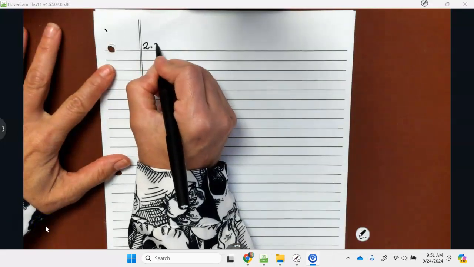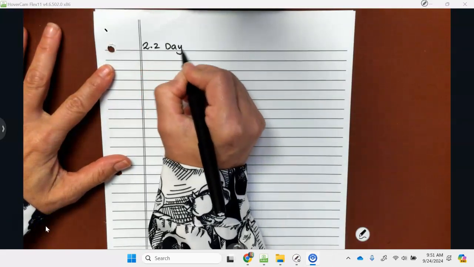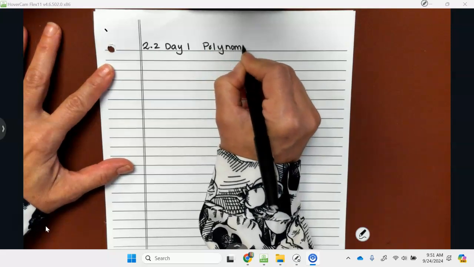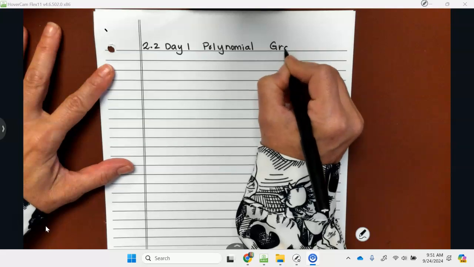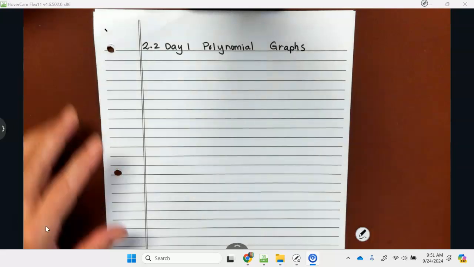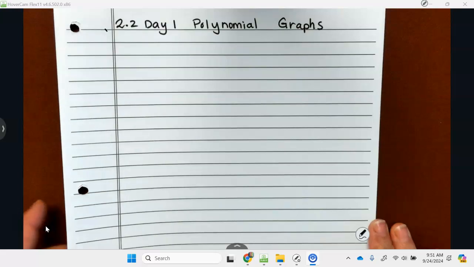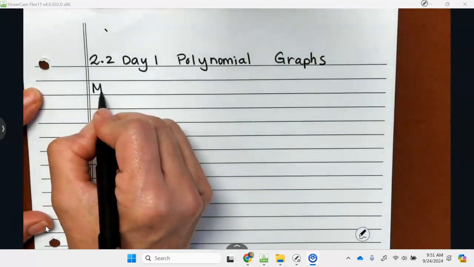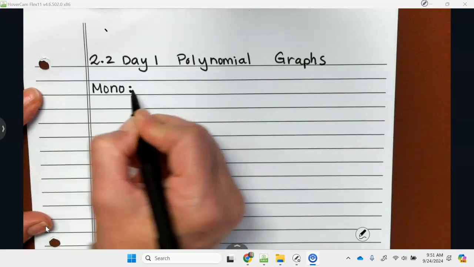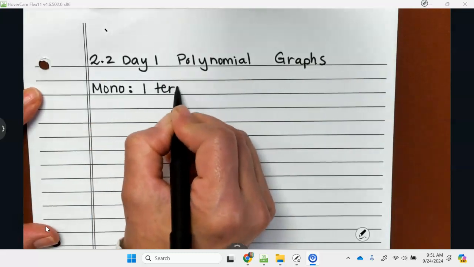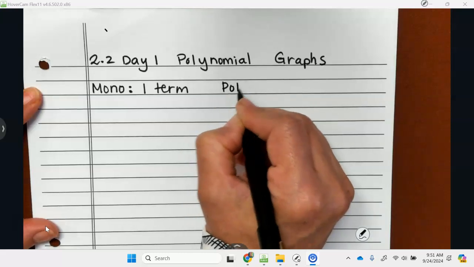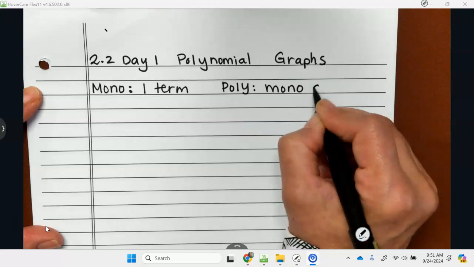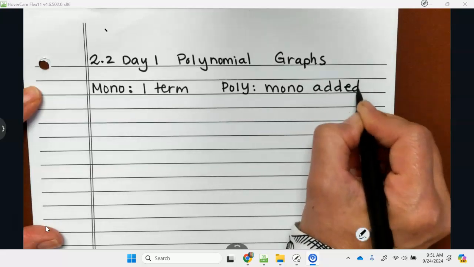So 2.2, day 1, we're going to talk about polynomial graphs today. All right, here we go. So we're going to be looking at polynomials. And remember, just for clarification, a monomial is one term. A polynomial is monomials added and subtracted together.